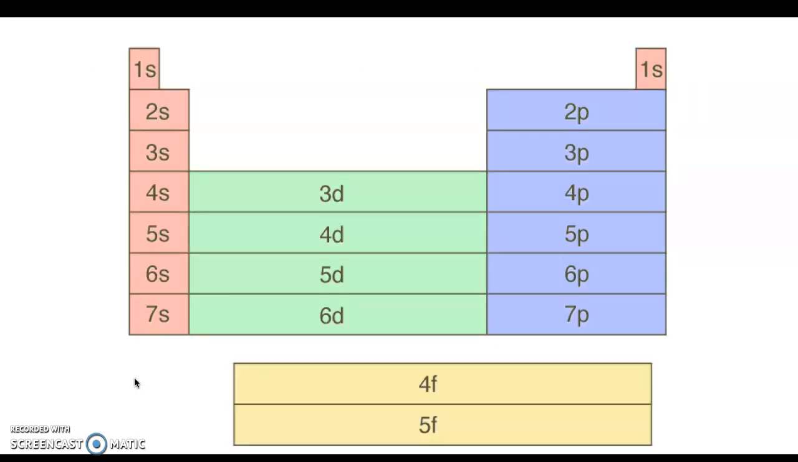Here's your filling order. It's based on the periodic table. You should be able to look at the periodic table and fill accordingly. In the first period, we start with 1s, we head to 2s, 2p, 3s, 3p, 4s, 3d, and this is the order we fill in. This is known as the p block, the s block, the d block, and the f block. And we're going to practice filling together.